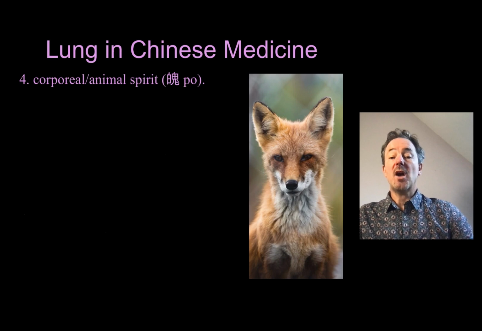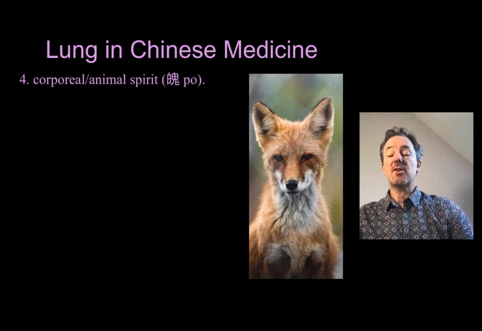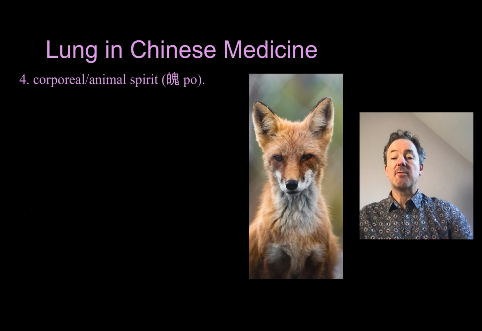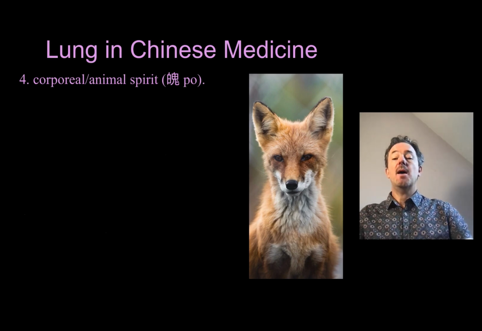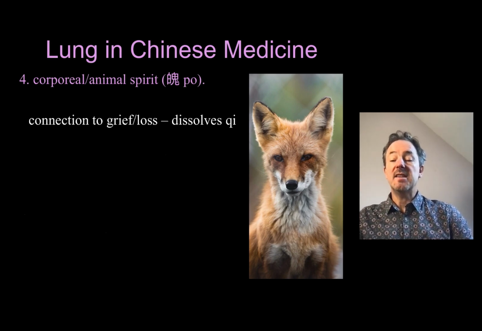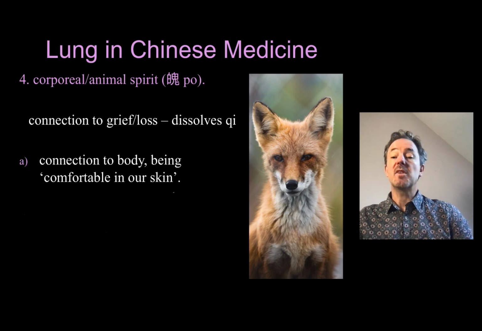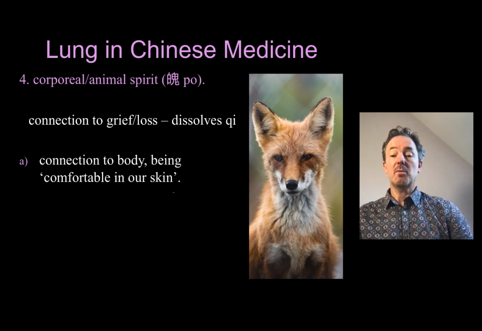Finally, the lungs are connected to the Po, or the corporeal spirit. This is our connection on a spirit level to our physical bodies. The emotion associated is grief or loss, which is said to dissolve the qi and affect the lungs. We see this with the immune system being affected by grief, for example.